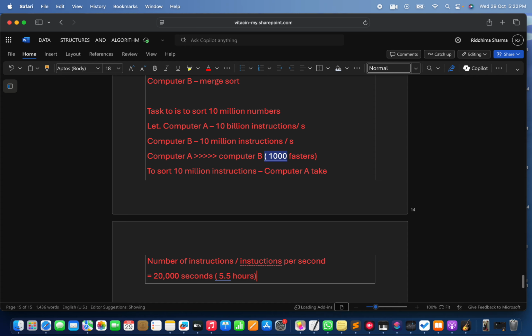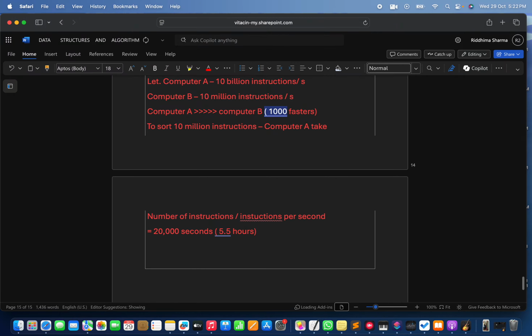Now we calculate this for computer B also. When we calculate this, it will take 1163 seconds, which is less than 20 minutes.